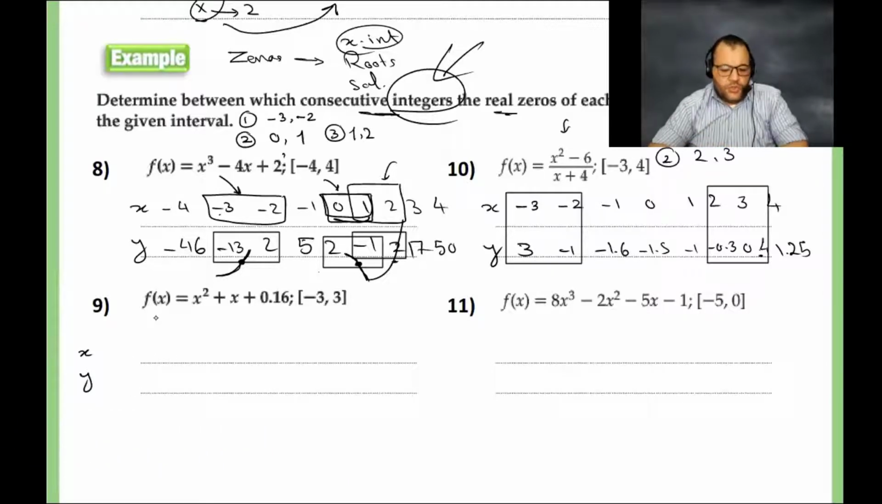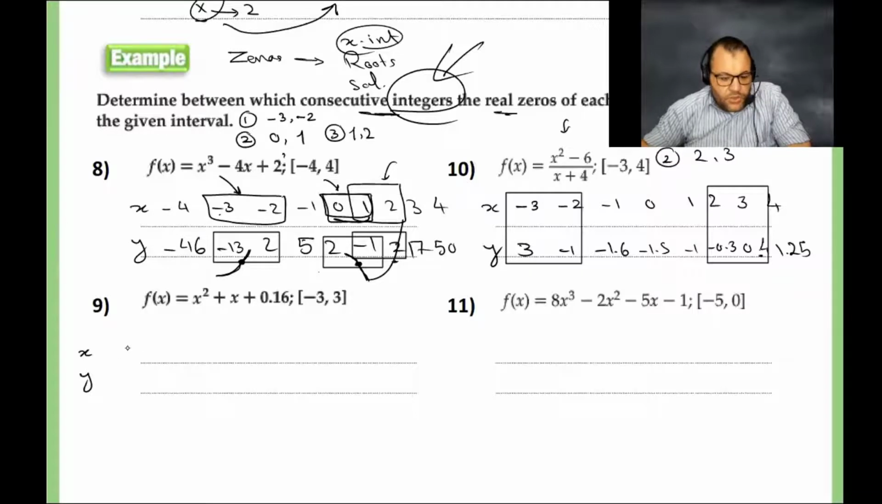How can we use a calculator? Please give me the numbers. The function is x to the power 2 plus x plus 0.16. Use the table: start from -3, end at 3, then step 1.